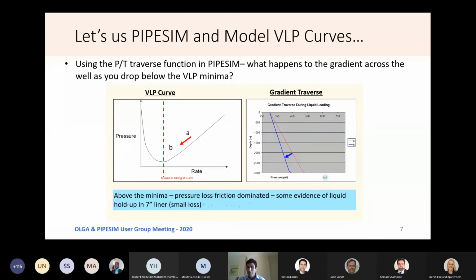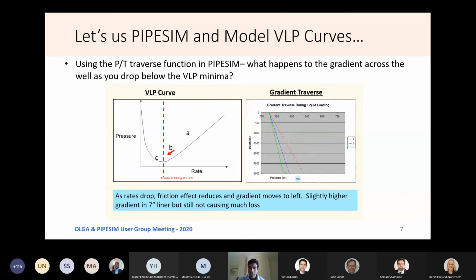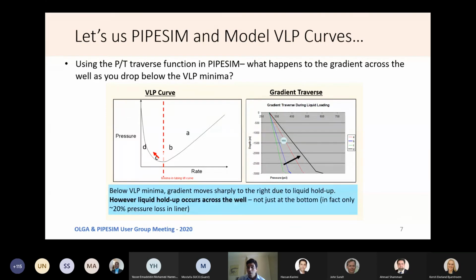If we move to point B in the friction-dominated region, frictions reduce because of reduction in velocity, but we see more pressure drop in the liner. As we move to point C in the minima, we see higher pressure drops in the liner and the frictions in the tubing reduce. Let's see what happens if we go to the hydrostatic dominated region. We go further down with rate. The pressure drop in the tubing and the liner both increase.